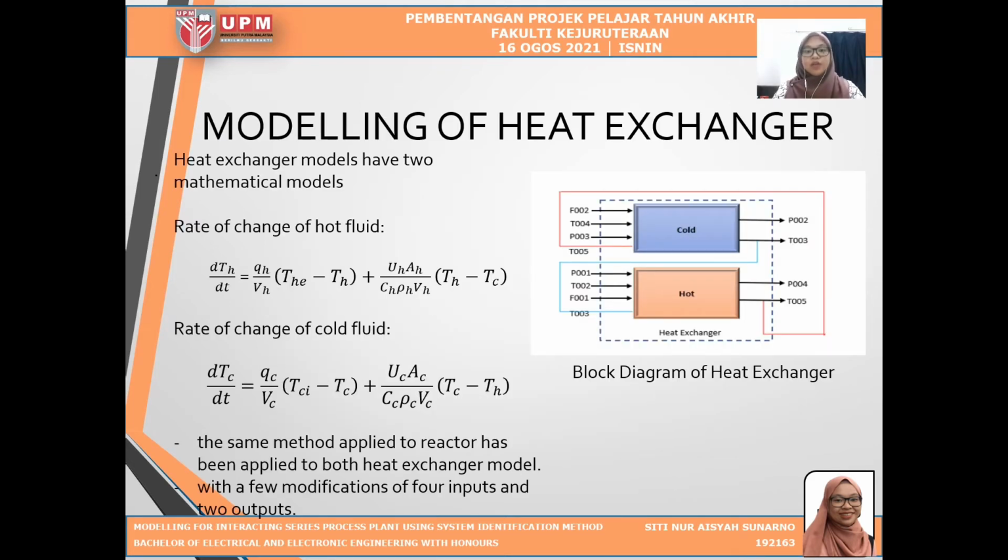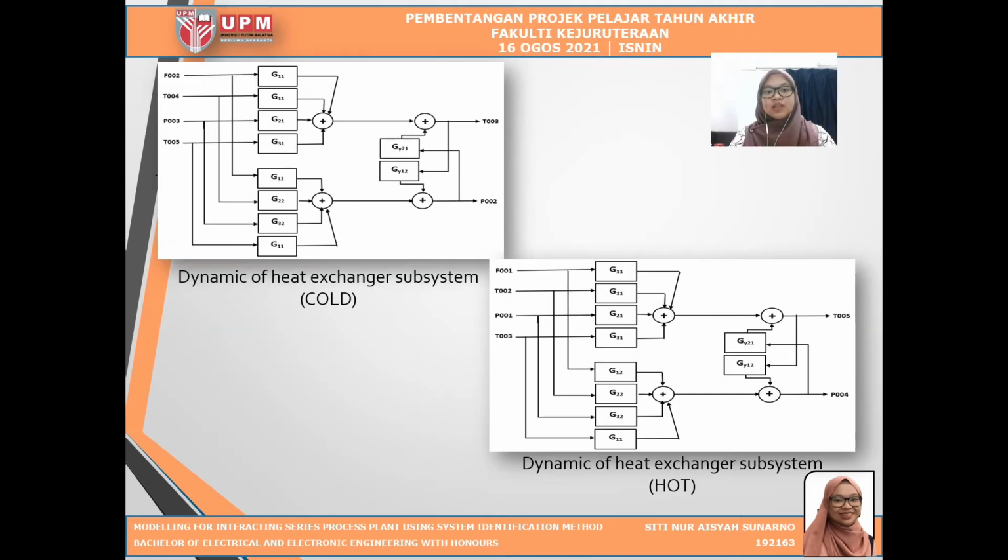The same goes for the modeling of the heat exchanger. It has two mathematical models, which are the rate of change of the hot field and also the cold field. The same method applied to the reactor has been applied to both heat exchangers, with a few modifications of 4 inputs and 2 outputs instead. So this is the dynamic system of the cold and hot heat exchangers, where we can see the output and the input parameters.